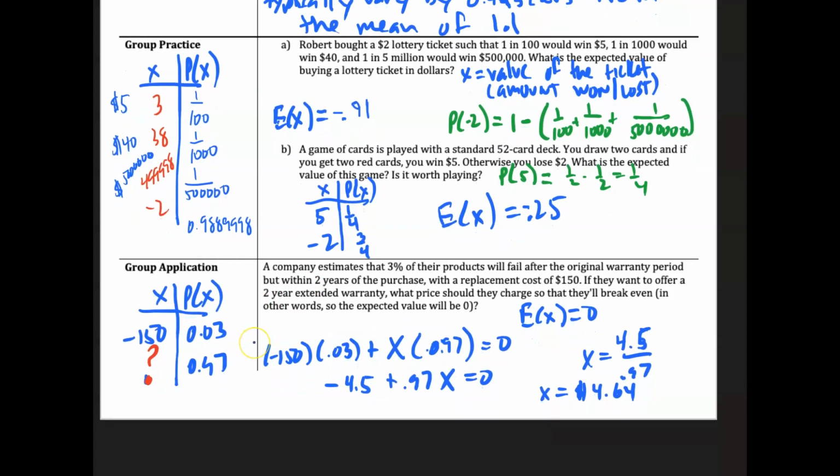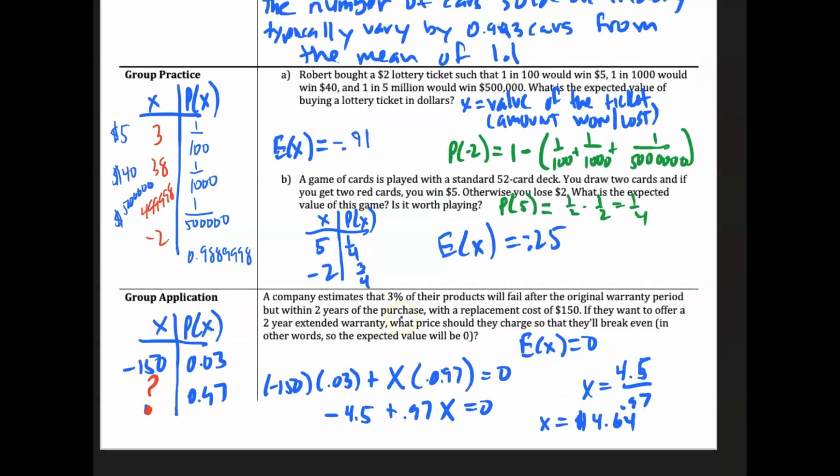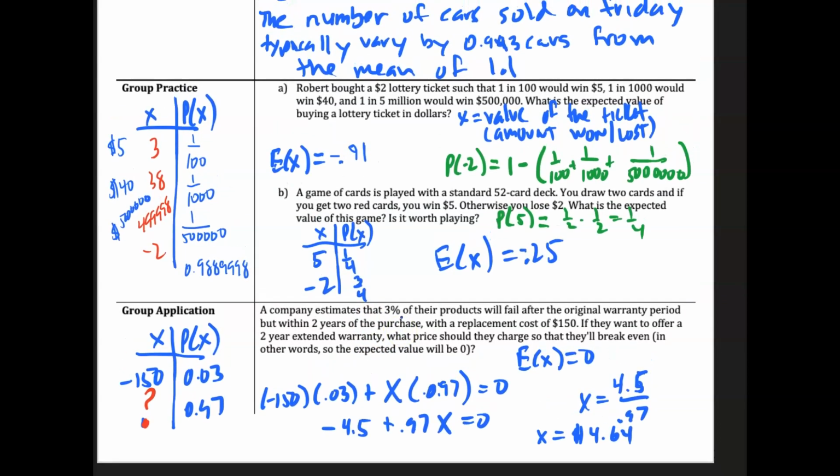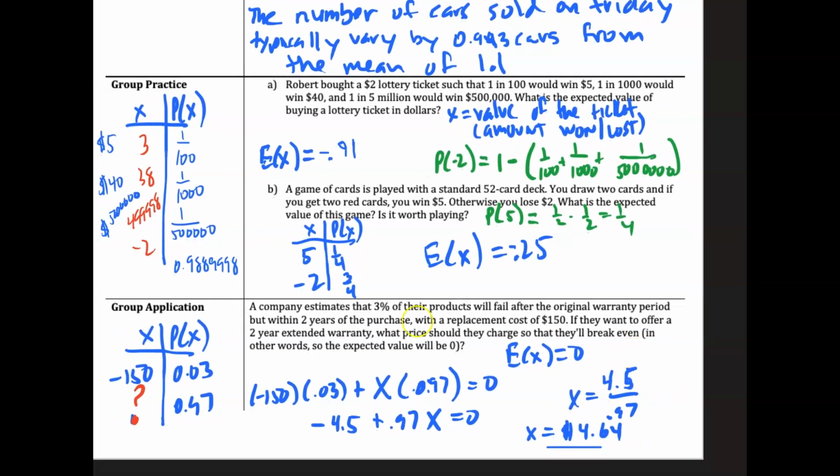This one here is probably the hardest one. We would talk about it in groups. It's a little bit of algebra here. You're looking for the value in this case. But again, it's a very applicable situation about these extended warranties. The companies know a certain value to charge so that they still make a profit. So even in this case, to break even, they just have to charge you $4.64 for the warranty.